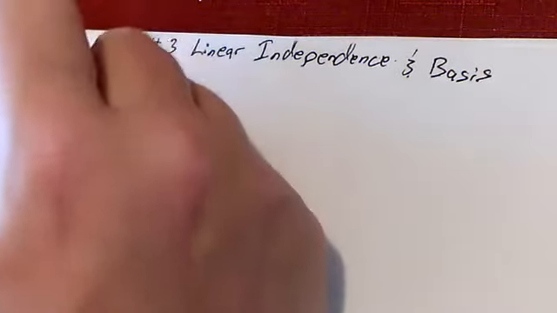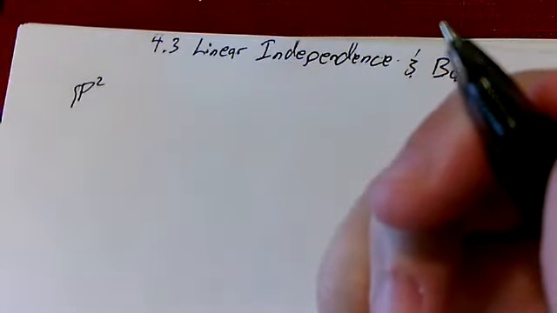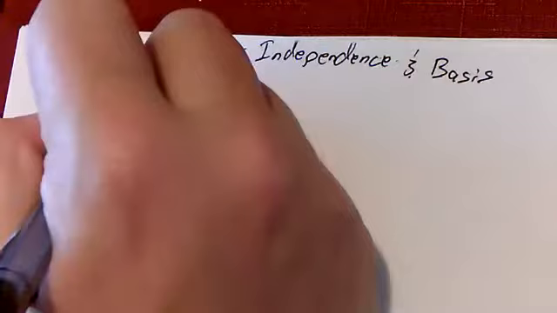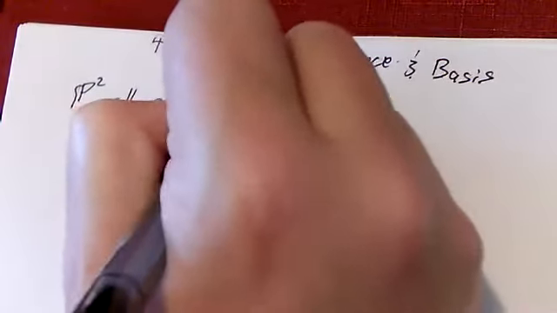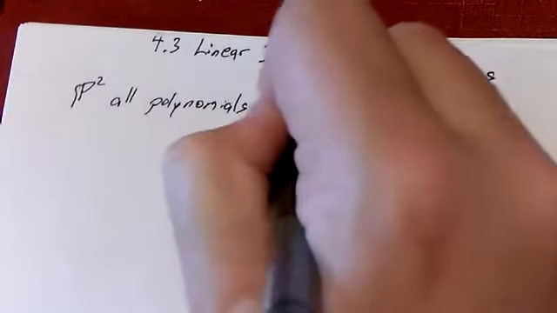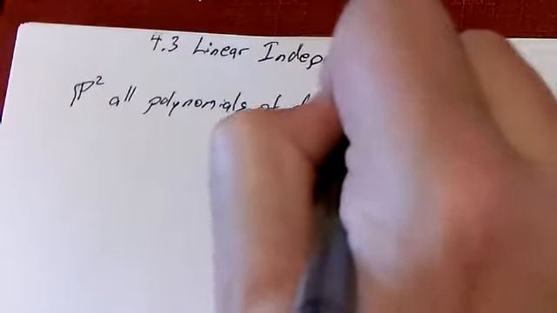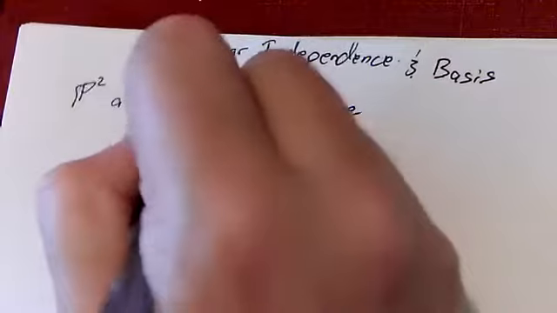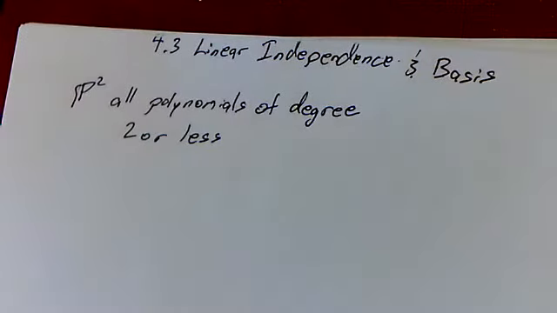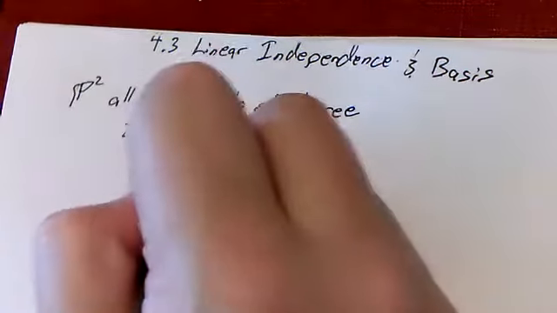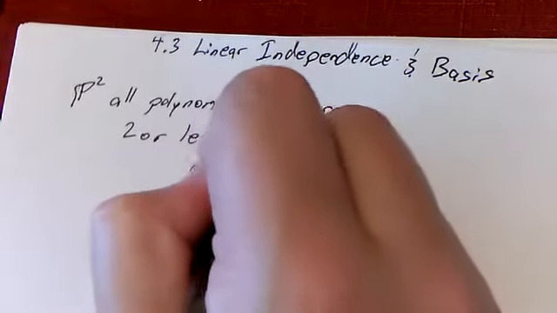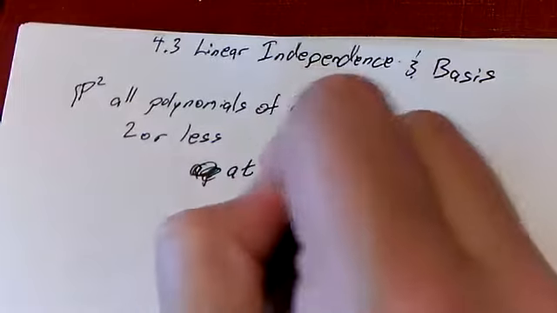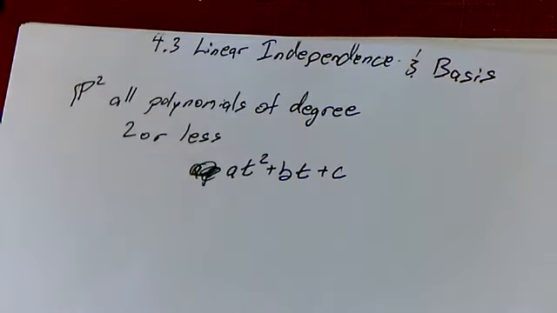So, for example, if I have the space P2, well, we know what P2 is. P2 is all polynomials of degree 2 or less. Okay, so all polynomials of degree 2 or less. So a form of a polynomial in P2 looks something like at squared plus bt plus c.